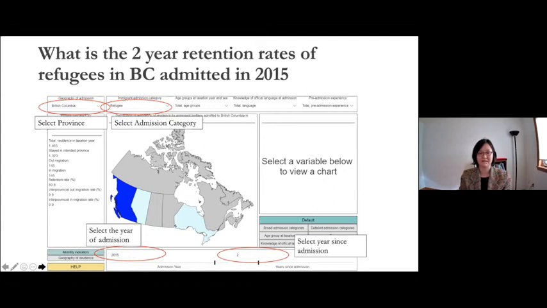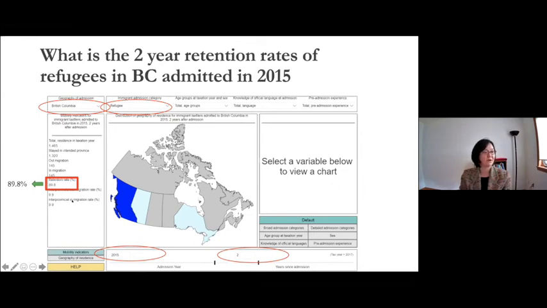So in which provinces did these refugees file the tax? To do so, first we want to set the year of admission at the bottom, and select the year as 2015, and select the years since admission as 2. And then go up top, select the province of landing as British Columbia, and then select the admission category as refugees. By doing so, the retention number on the left-hand side of the panel is what you get for this specific group of individuals. It's 89.8%. So it's a pretty high retention rate.